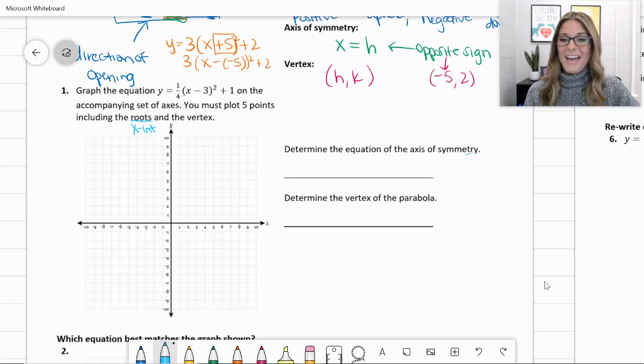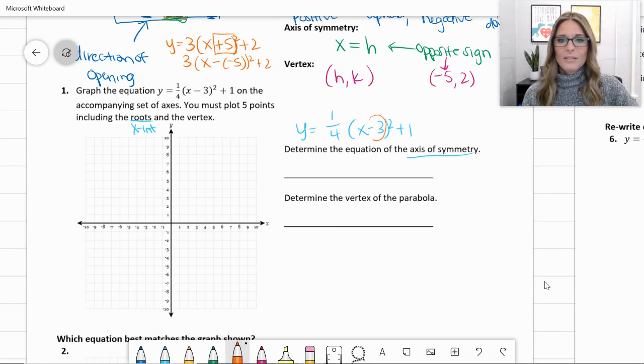Let's start with determining that axis of symmetry. So all we have to do is pull out that h value from our function. We're working with y equals 1/4 x minus 3 squared plus 1. So that h value is going to be a positive 3. Axis of symmetry, x equals positive 3. You want to use the opposite sign there. So I'm going to come over here, positive 3, draw my axis of symmetry up and down along positive 3.